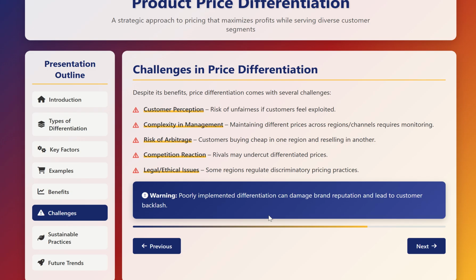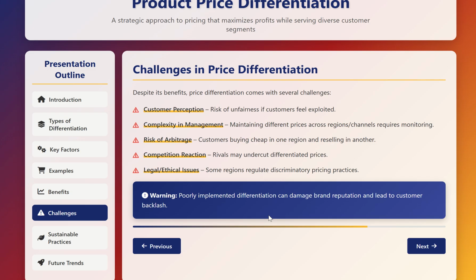Lastly is what we call legal and ethical values. Some regions regulate this aspect, because when you're looking at product price differentiation, it is like discrimination. You are discriminating price, in simple terms. If that region or country doesn't have the legal entity or the law that governs this, then it may affect how you regulate the pricing. Ensure that you follow the legal, ethical values, or law-abiding product price differentiation in that region.